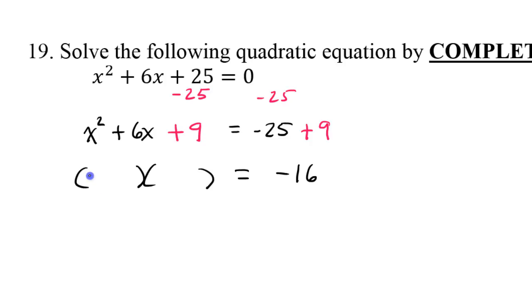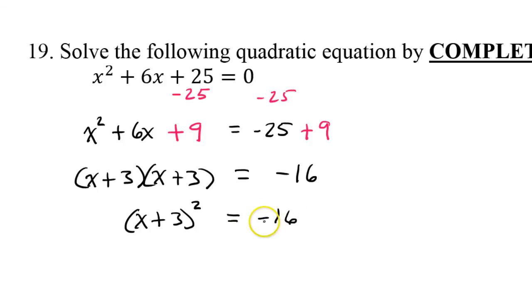Okay, but this is going to factor as x plus 3 times x plus 3. Right, 3 times 3 is 9, and inner plus outer equals middle. 3x plus 3x is, excuse me, 6x. So, because it's the same thing twice, we can write this as x plus 3 squared is equal to negative 16.